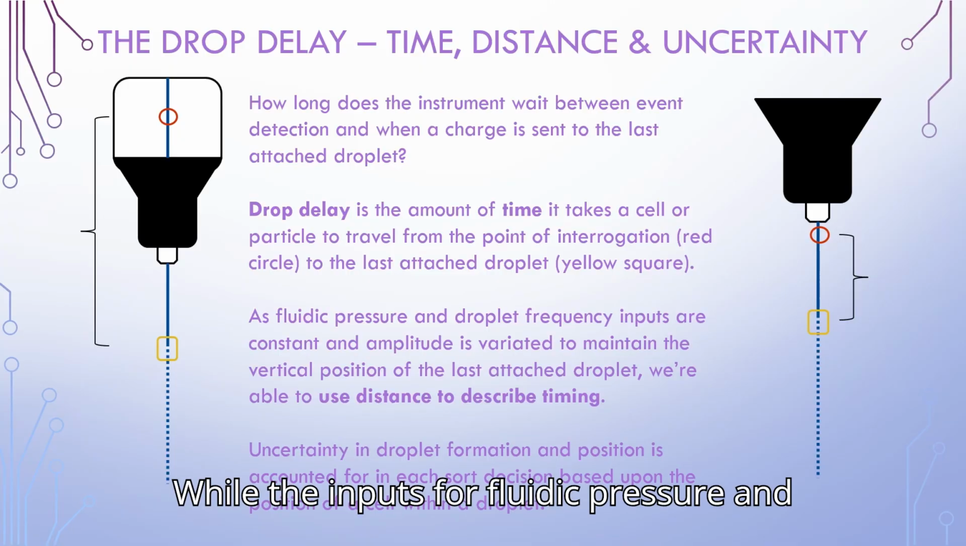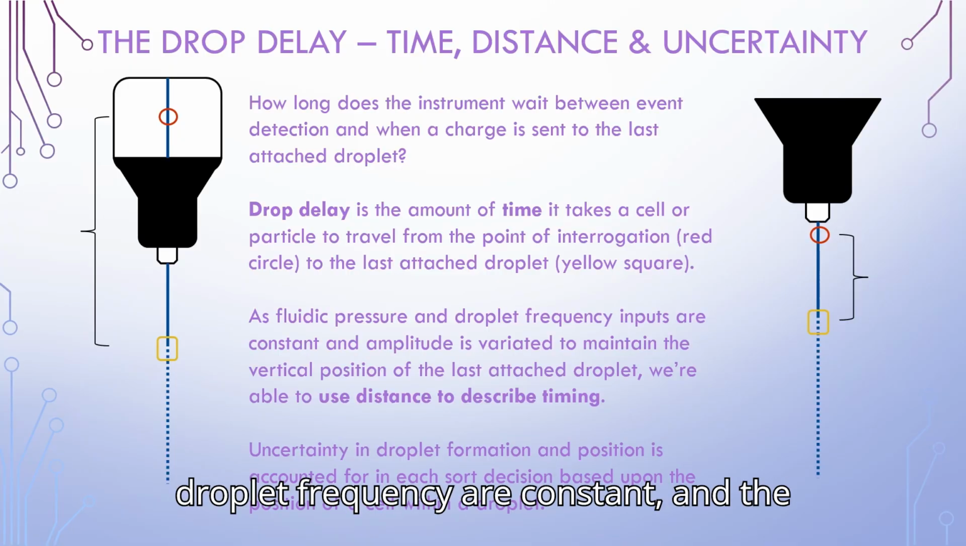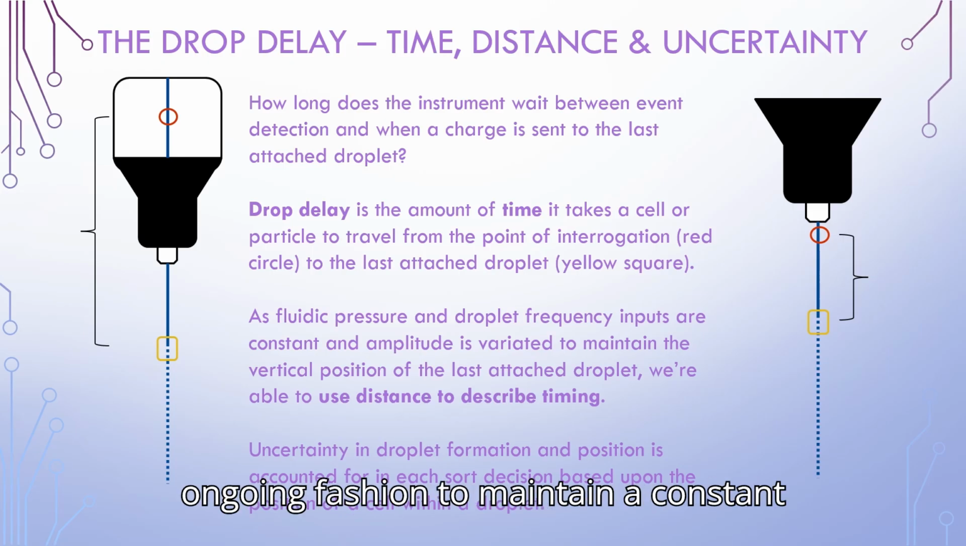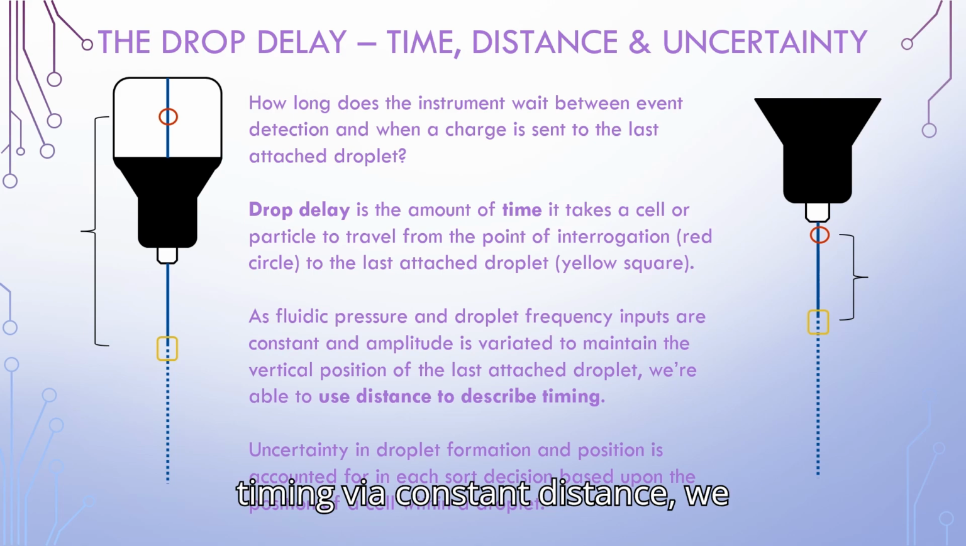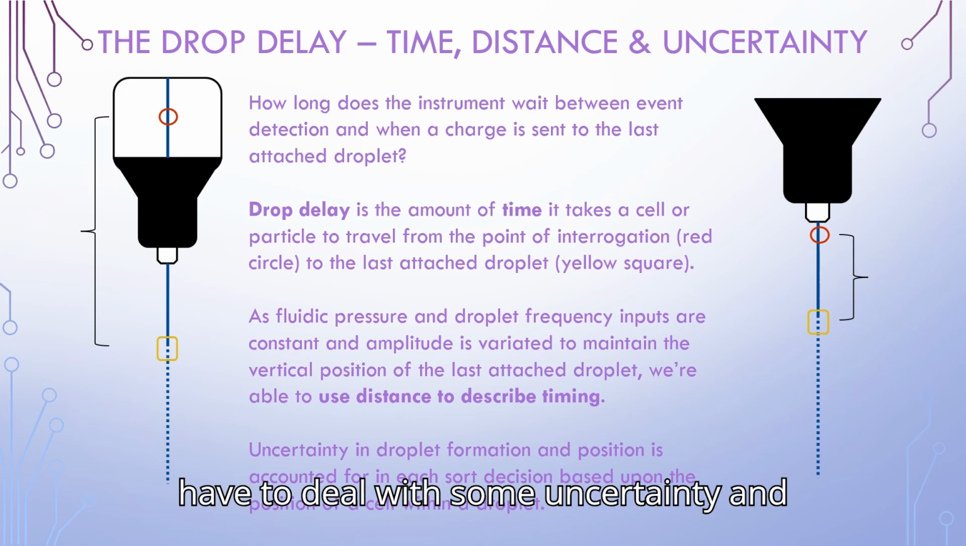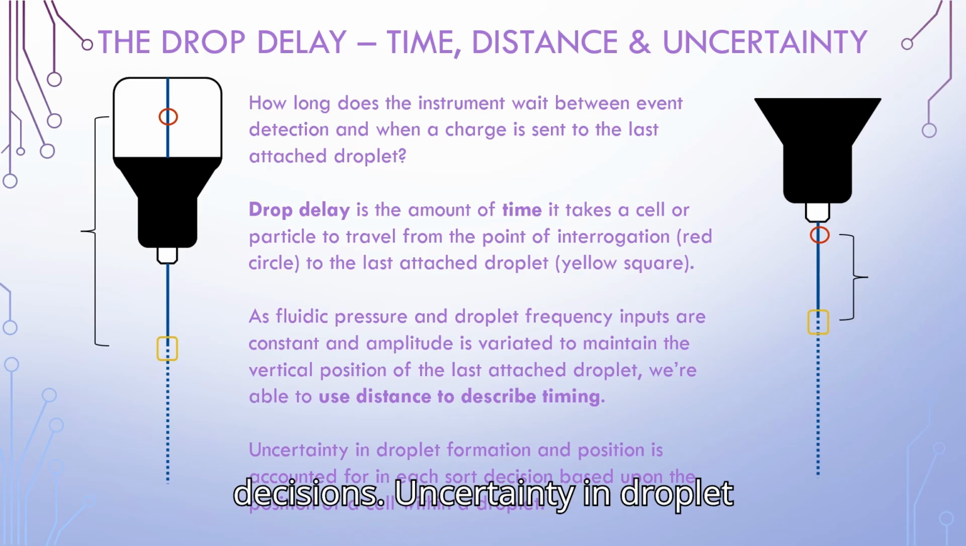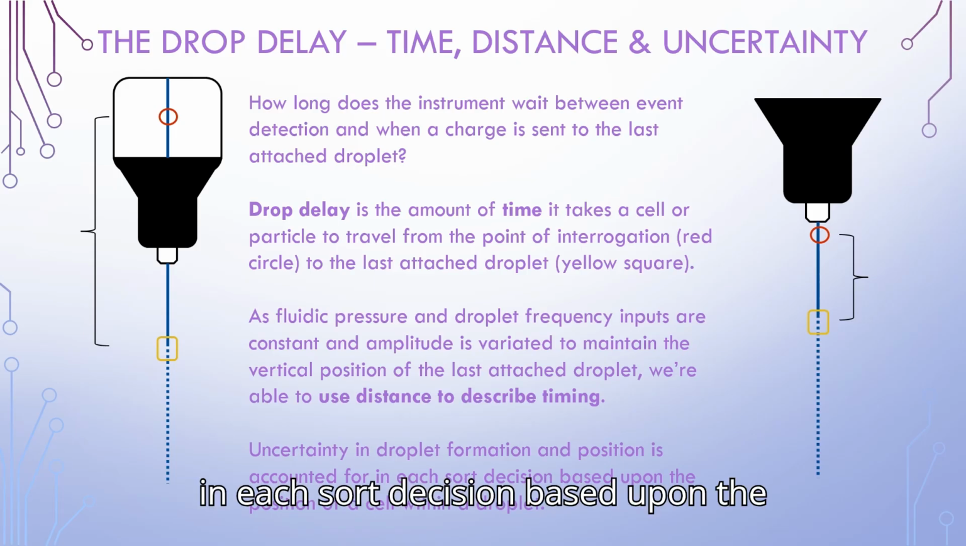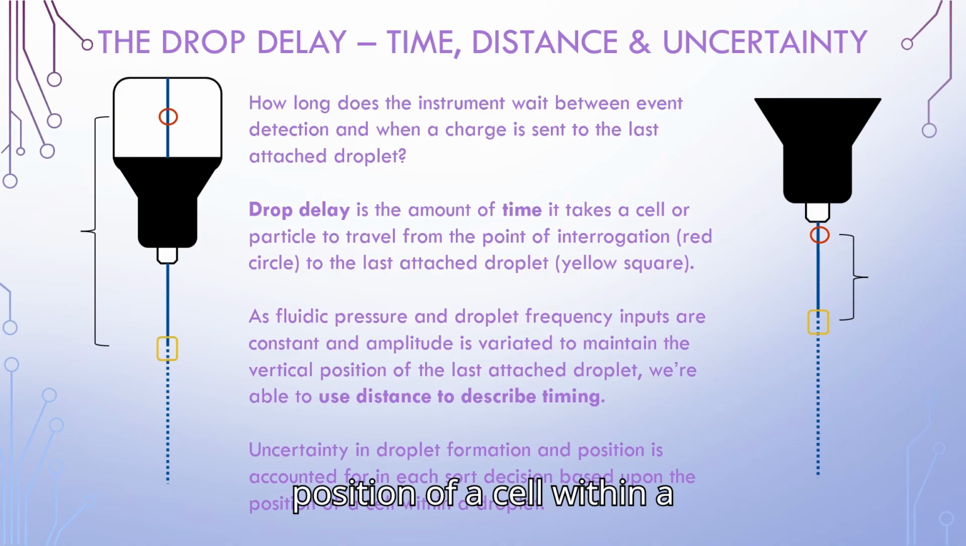While the inputs for fluidic pressure and droplet frequency are constant, and the amplitude is adjusted fractionally in an ongoing fashion to maintain a constant timing via constant distance, we have to deal with some uncertainty and factor this uncertainty into sort decisions. Uncertainty in droplet formation and position is accounted for in each sort decision based upon the position of a cell within a droplet.